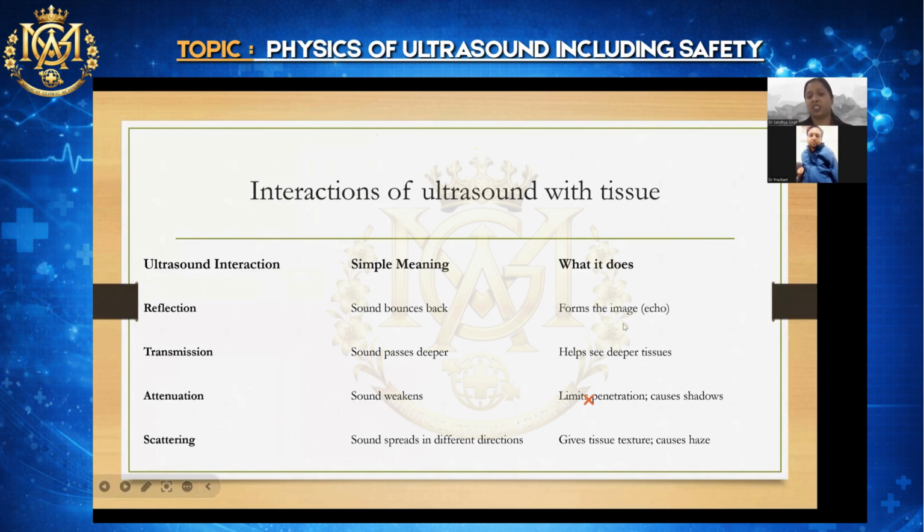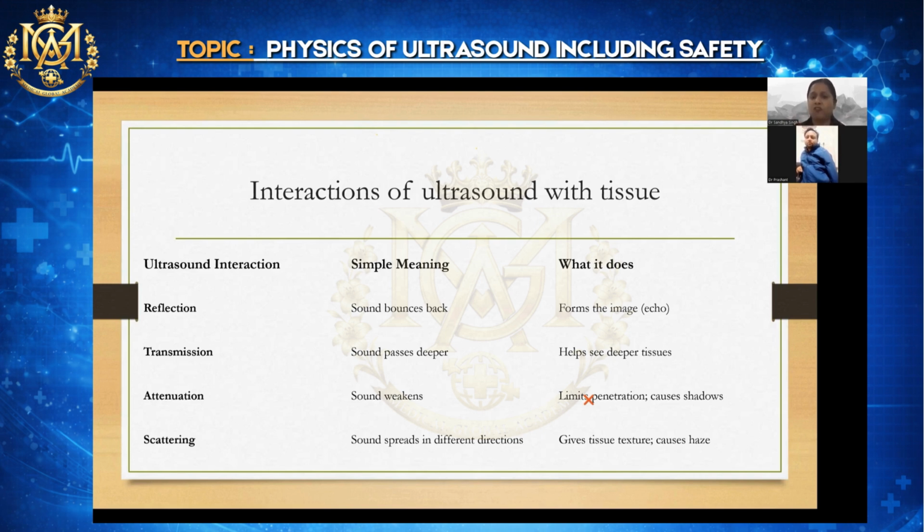Reflection is basically responsible for image formation, because it is the sound coming back that is interpreted by the transducer. Transmission helps to see the deeper organ. For example, if you are looking at the liver and at the same time you want to see the uterus or any pelvic organ, you just have to increase the depth. The ultrasound wave will go deeper and show you, because it is getting transmitted through the body.